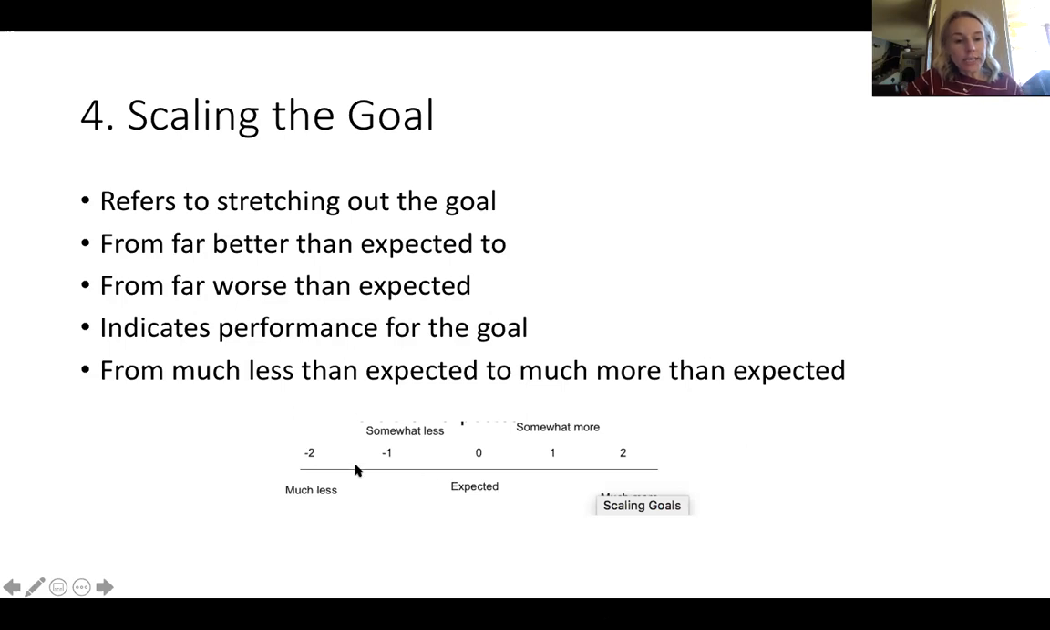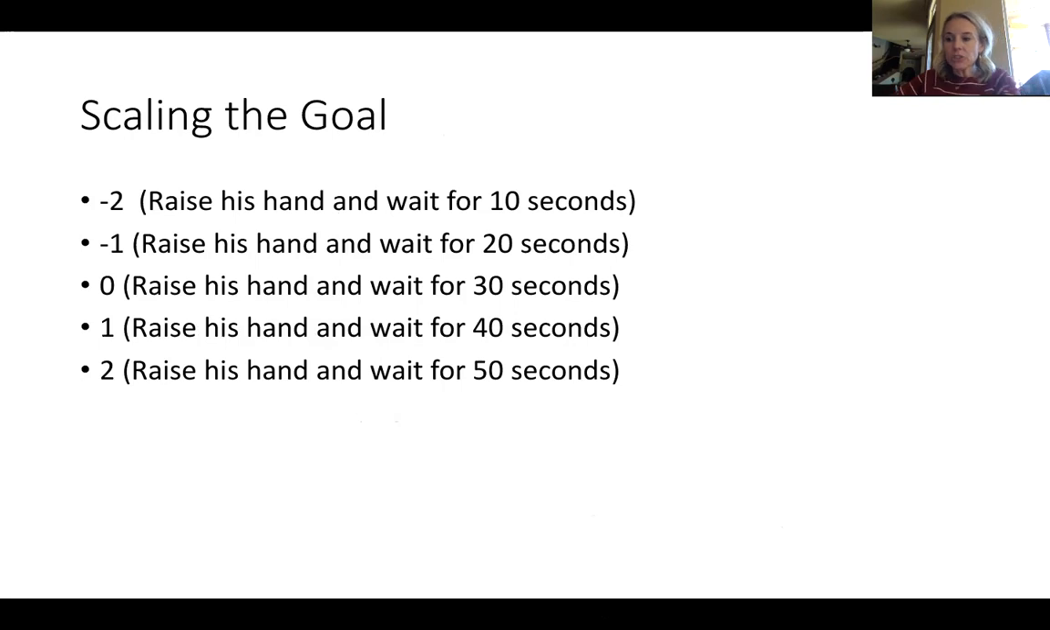And if you look down here, you can see that I'm going to look at what is much less than expected and what is much more than expected. Expected is our 0. So when I write a goal using the goal attainment scale, my 0 is my expected goal. That's where I want him to be, at the 0. And this will all make sense in just a minute.